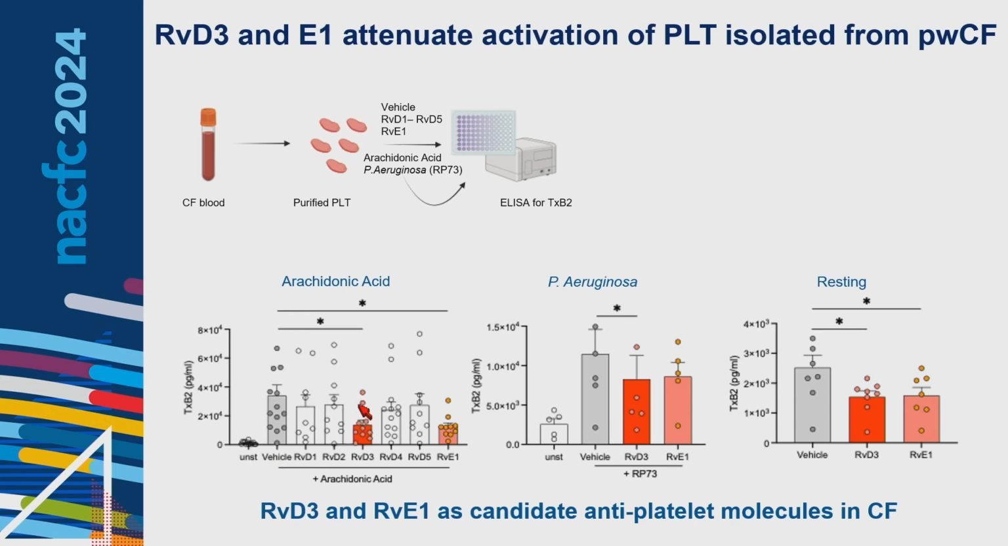And as you can see from this graph, among the resolvins, we found that resolvin D3 in particular, but also resolvin E1, are able to reduce platelet activation measured by thromboxane release. And these two, resolvin D3 and E1, were also able to reduce platelet activation in presence of a bacterial challenge, and also reduced thromboxane production by platelets in absence of any stimulus, so in resting platelets.